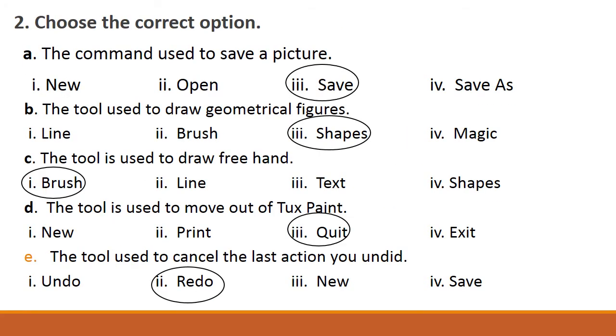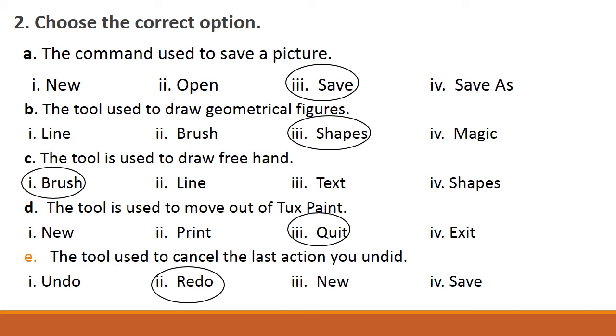Question number 2, choose the correct option. The first statement is the command used to save a picture, and the options are new, open, save, save as. And the third option is correct, save. The second statement is the tool used to draw geometrical figures. Options are line, brush, shapes, magic. And the third option is correct, shapes.